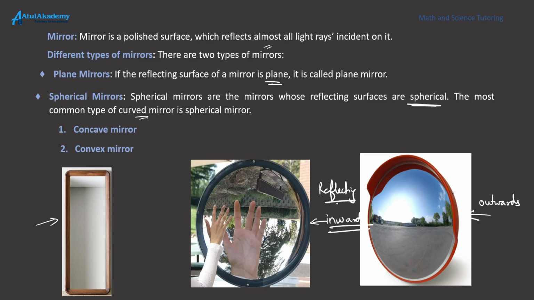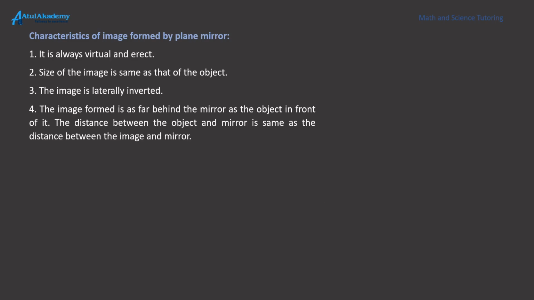Reflecting surface basically. So we talk about reflecting surfaces. Here the reflecting surface is plane. Here the reflecting surface is pushed inwards. Here this is bulging out, the reflecting surface. Clear? So we talked about three mirrors: plane, concave mirror, and convex mirror. Plane mirrors are plane, convex and concave mirrors are spherical mirrors. Clear? Let's understand about the images formed by these different mirrors.